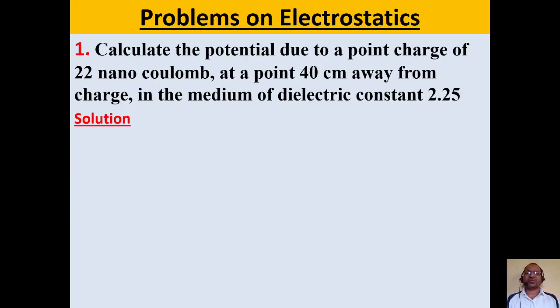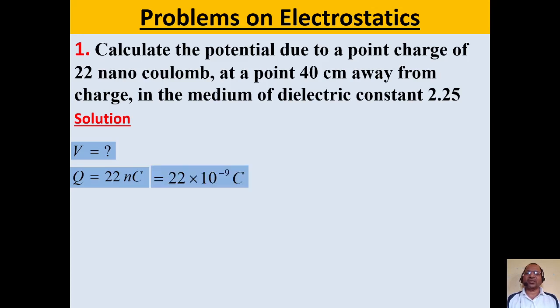So let us solve the first problem. Calculate the potential due to a point charge of 22 nanocoulomb at a point 40 centimeter away from the charge in a medium of dielectric constant 2.25. So charge is given here. We have to calculate potential, that is V. Charge is given, Q is equal to 22 nanocoulomb. Nano stands for 10 raised to minus 9.